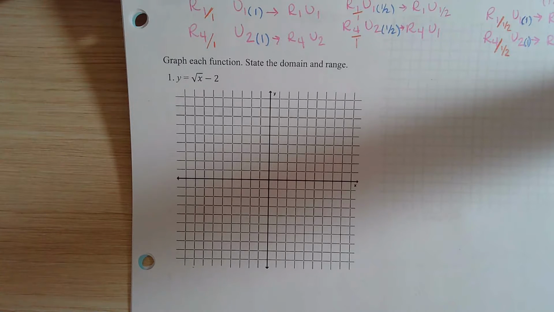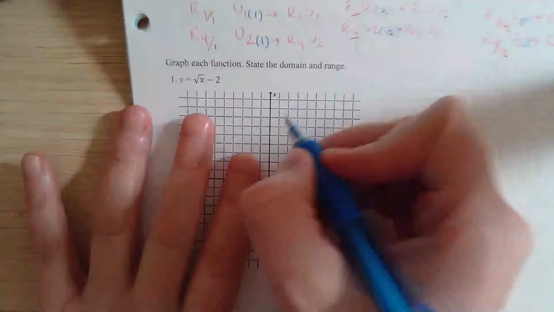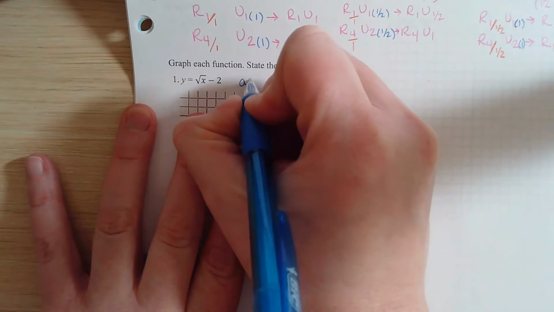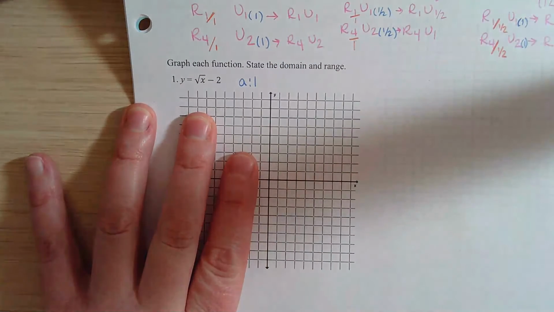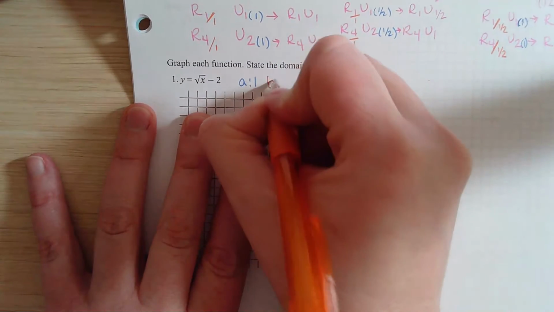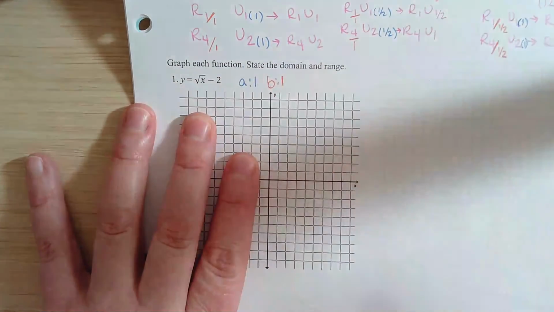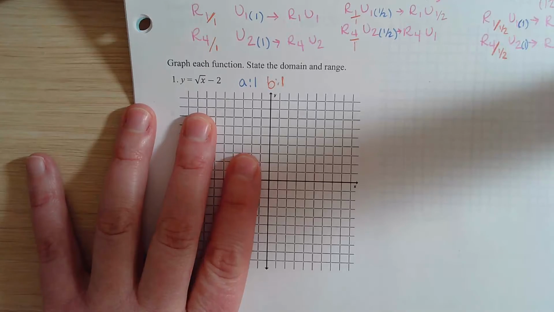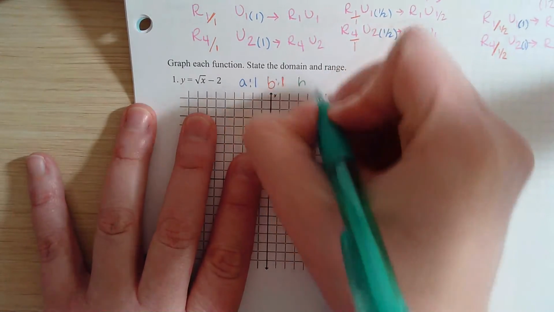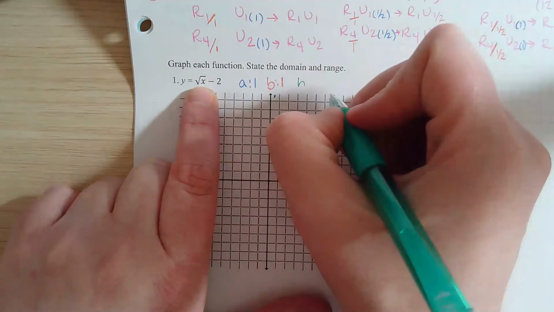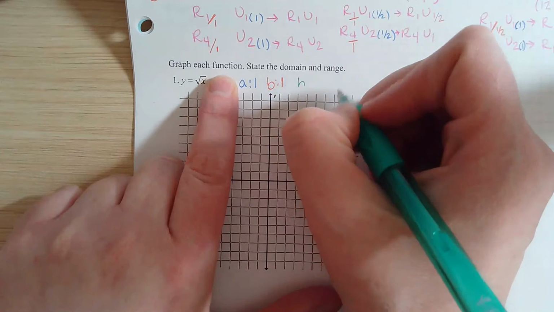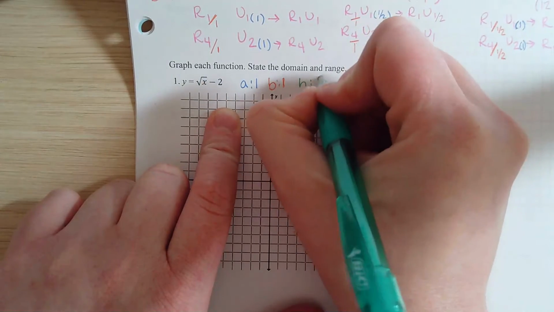We are going to graph a single transformation square root problem. I'm going to start by labeling A. A is 1 because there's no number in front of the radical. B is also 1. H: there's no number being added or subtracted underneath the radical, so it's going to be 0.